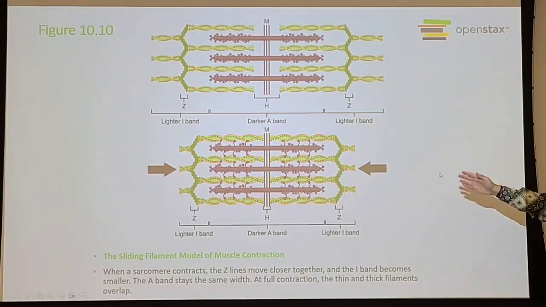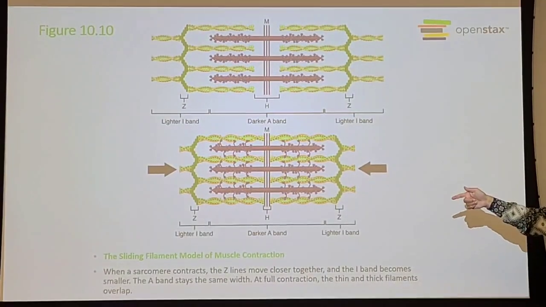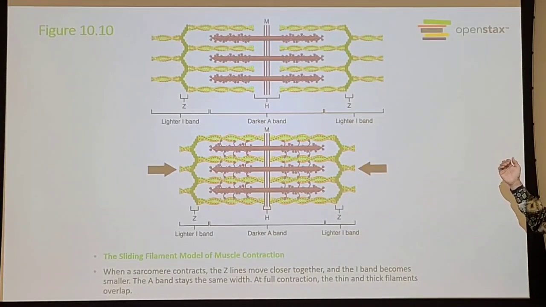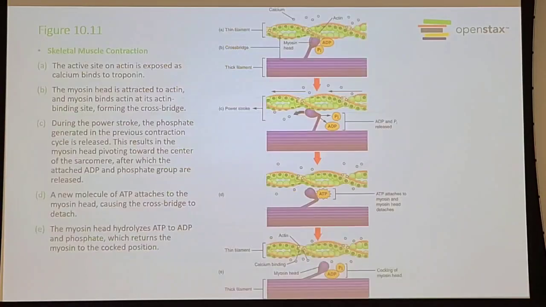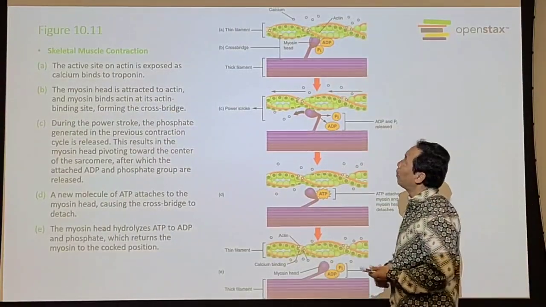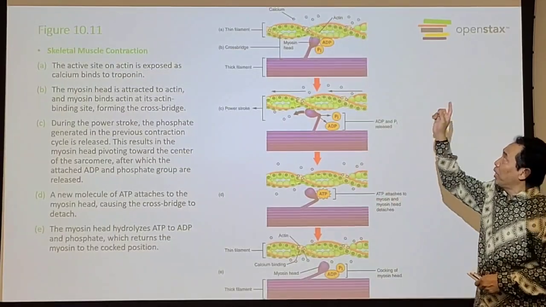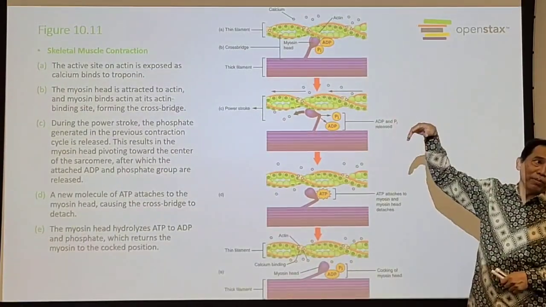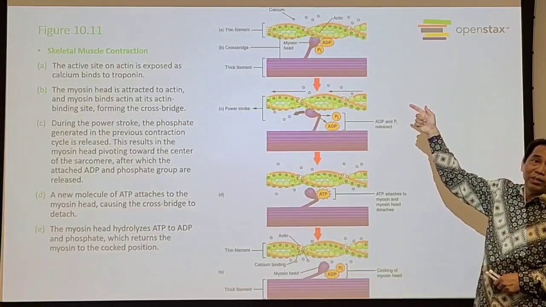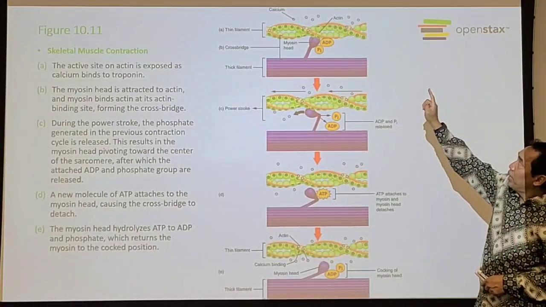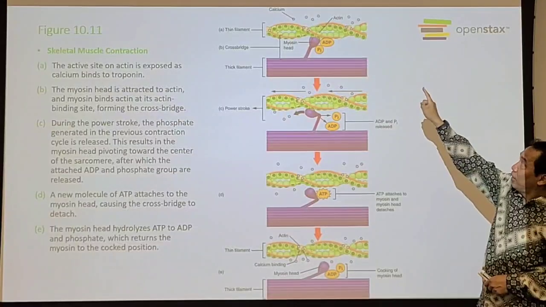And again, the model, the theory, is called the sliding filament theory. I already mentioned that, right? It is called the sliding filament theory because the actin slides into the middle, as the myosin pulls the actin to the middle. Again, these are the steps for muscle contraction. Whenever we have the order from the brain, the calcium released into the sarcoplasm will attach to the troponin.